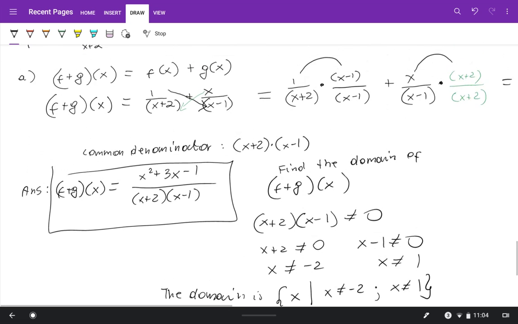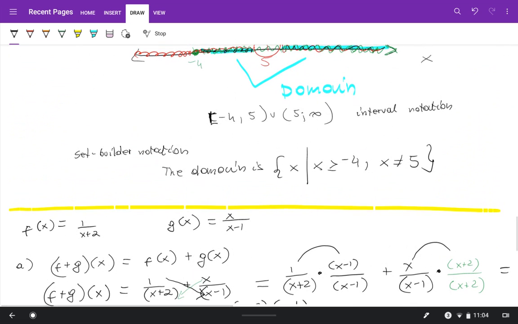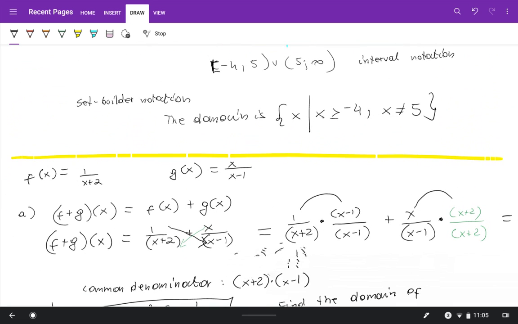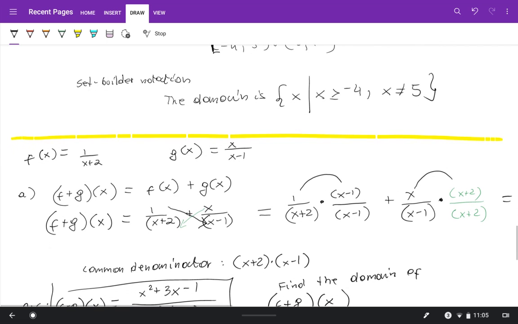Okay, so that's the final answer, but overall, to find the domain of a combination of functions, you always have to find the domain of f and the domain of function g. So that's what I'm going to do in the second one, okay? And you combine them together.